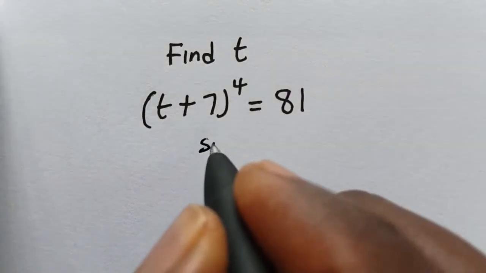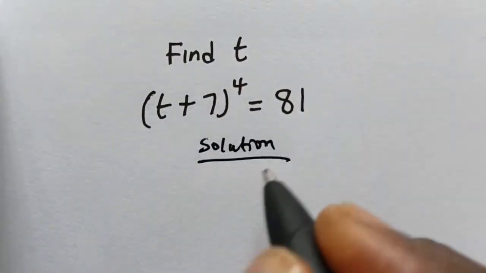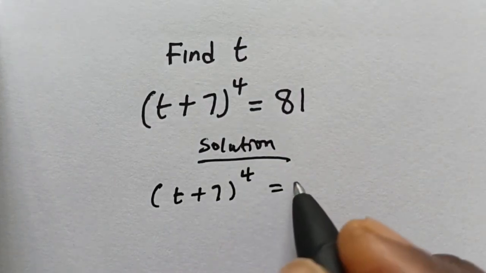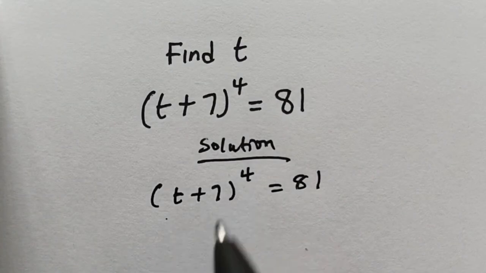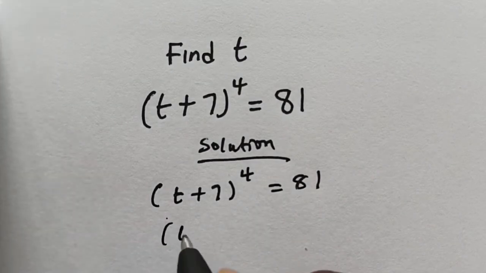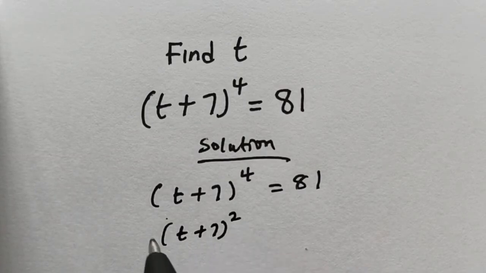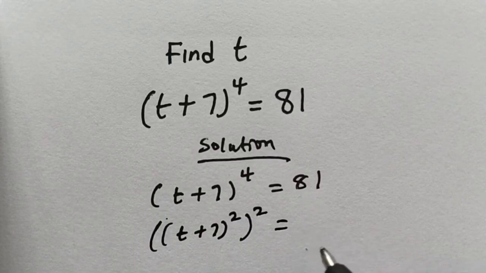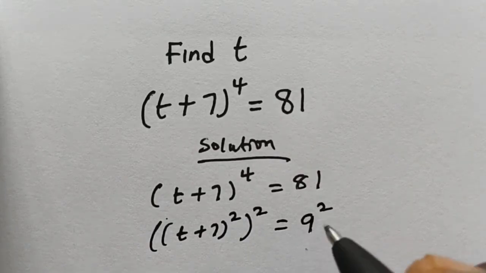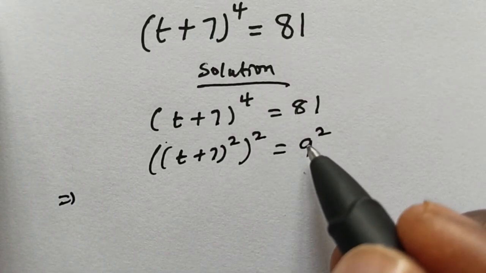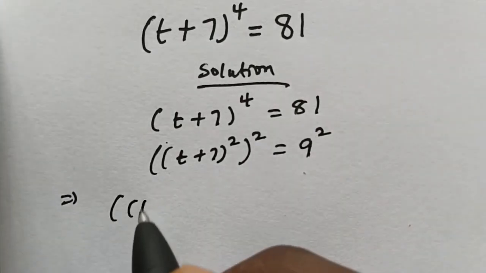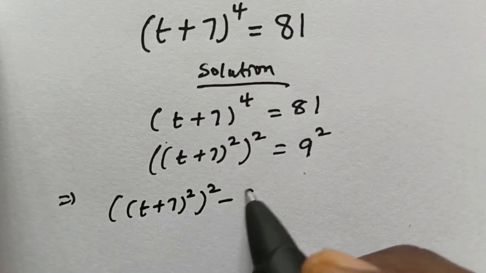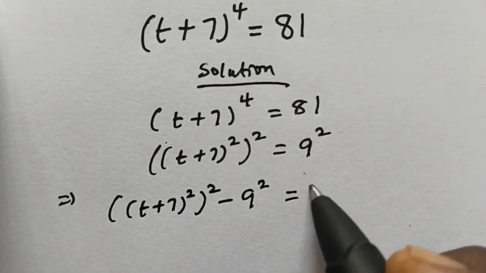Find t. Solution: (t + 7)^4 = 81. (t + 7)^4 could be written as ((t + 7)^2)^2 = 81, which could also be written as 9^2. Now let us bring 9^2 to the left-hand side: ((t + 7)^2)^2 - 9^2 = 0.